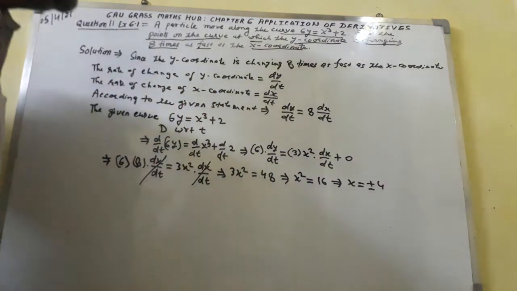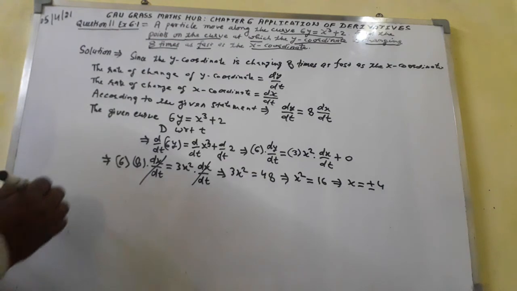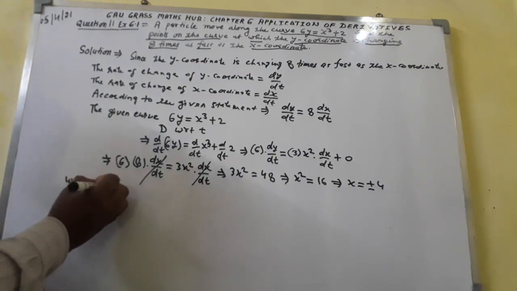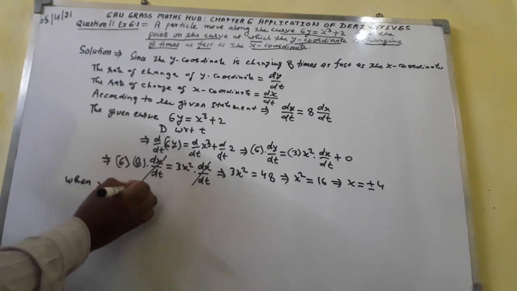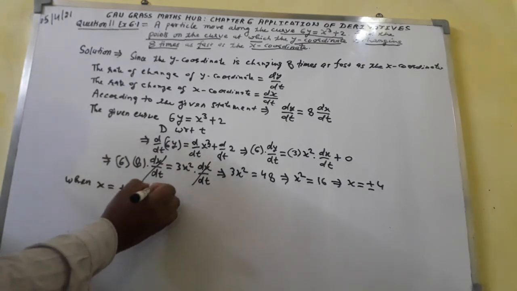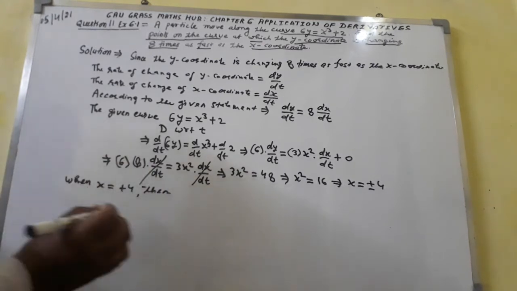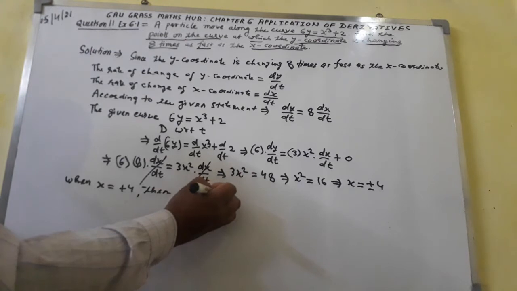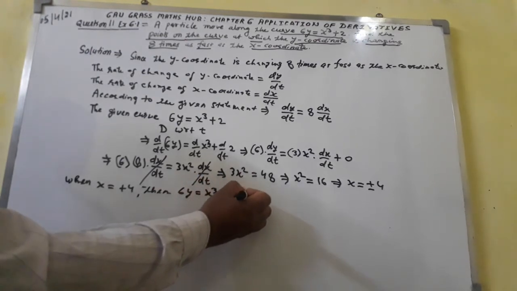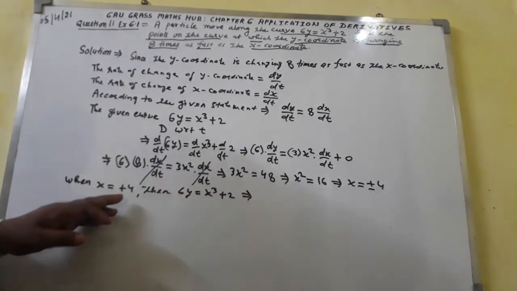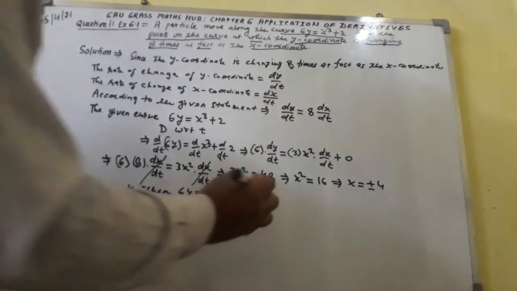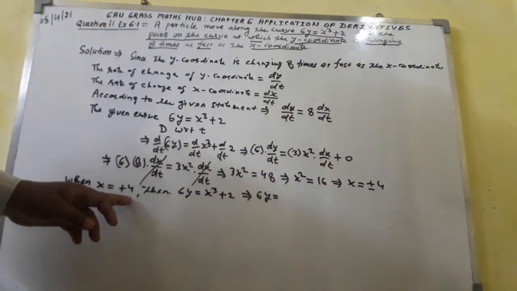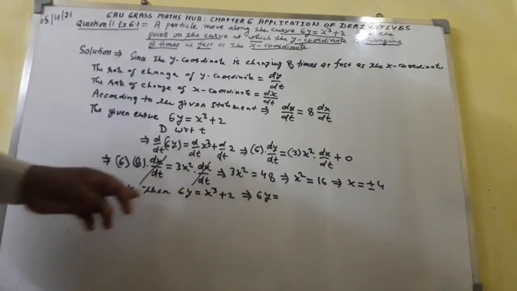So here I shall write, when x is equal to plus 4, then 6y equal to x cube plus 2, implied that in place of x I shall write 4. So here write 6y equal to, in place of x I shall write 4.